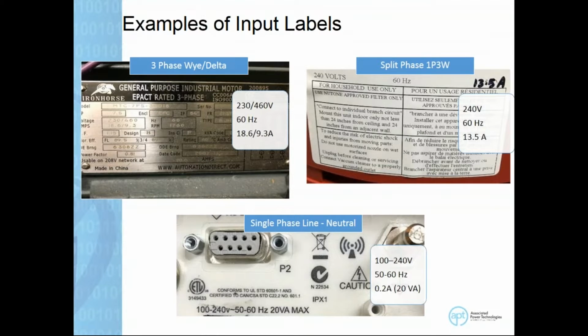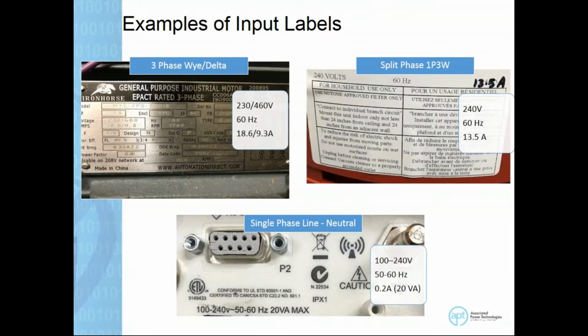To the top right, you'll see a split phase, single phase 3-wire configuration. Just knowing that it's 240 volts tells me this unit is going to take a line 1 hot and a line 2 hot, and the requirements for this product are 60 hertz frequency and 13.5 amps. So again, this is a split phase, also known as a single phase 3-wire connection. I need 240 volts, and the current requirement listed on the input label is 13.5 amps. Now, this may be the worst case scenario, so it doesn't necessarily mean this is steady state, or this could be the maximum power that this unit could draw.